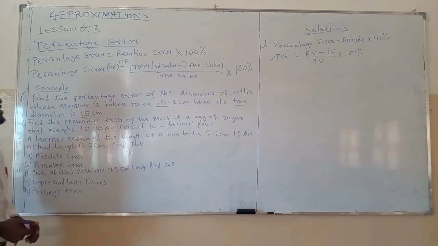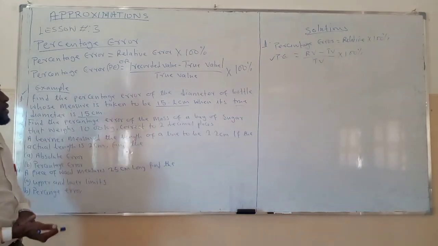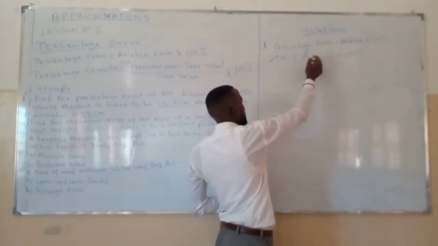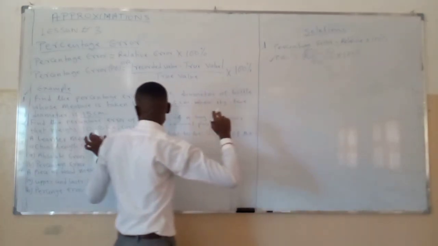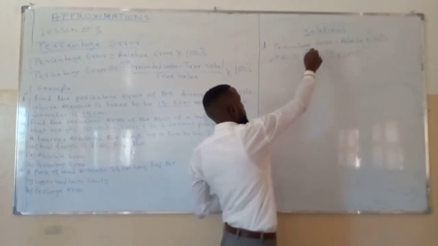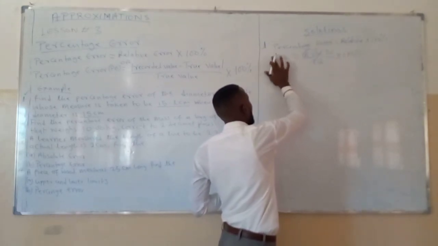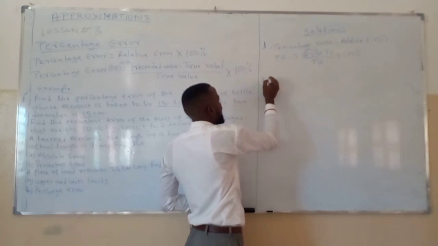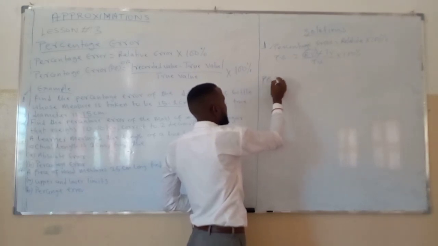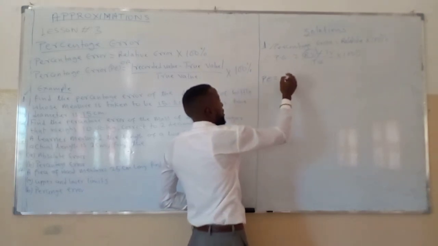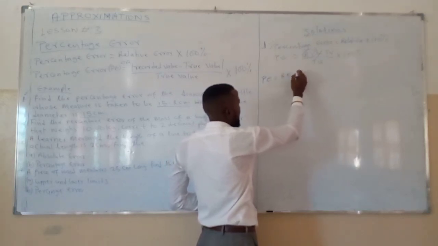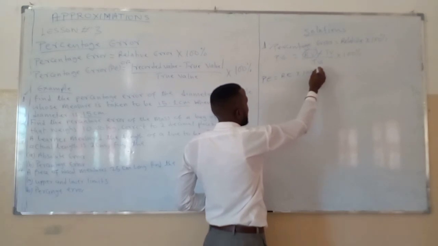So how do we answer this one? Which formula will stand in this one? Okay, now look at this one. We have not been given the recorded value, but we only have the true value, which is 10.00. So this formula cannot stand in this scenario. What will stand? It is this one. So now we are going to say percentage error is equal to relative error times 100%.